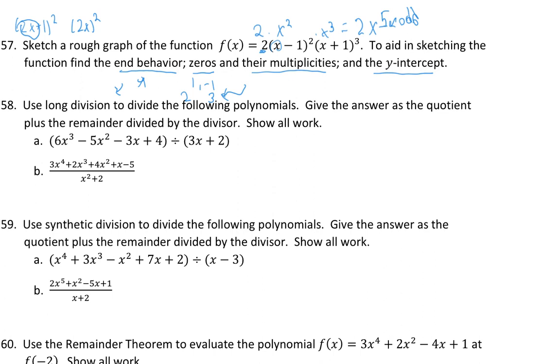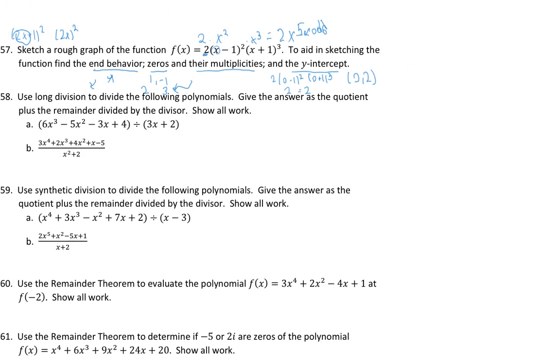Finally, to find our y-intercept, we just plug in 0. We'll get 2 times, that's going to be positive 1, and that's also going to be positive 1, so we just get 2. So our y-intercept is going to be (0, 2). Now to graph. I'm going to mark my y-intercept, that's (0, 2). And I'm going to mark my zeros. So I have one at negative 1, I have one at positive 1.